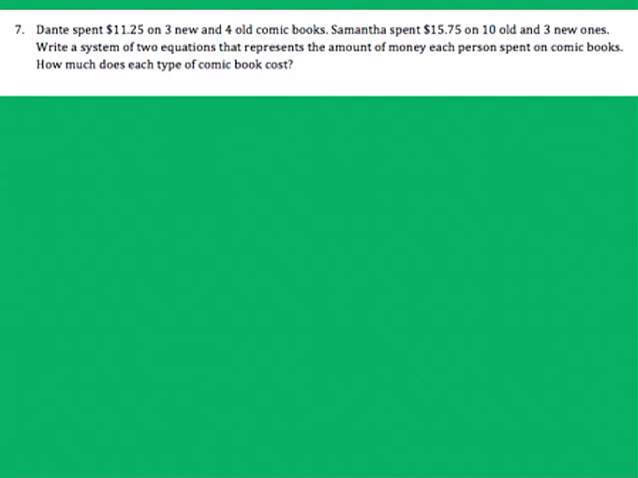It says Dante spent $11.25 on 3 new and 4 old comic books. So I'm going to let X represent the price of the new comic books and Y represent the price of the old. Samantha spent $15.75 on 10 old and 3 new ones. Write a system of equations that represents the amount of money each person spends on comic books.